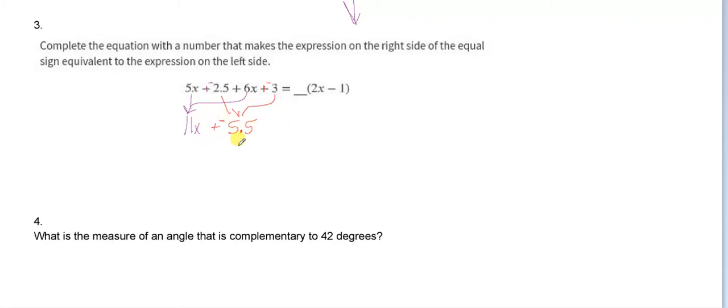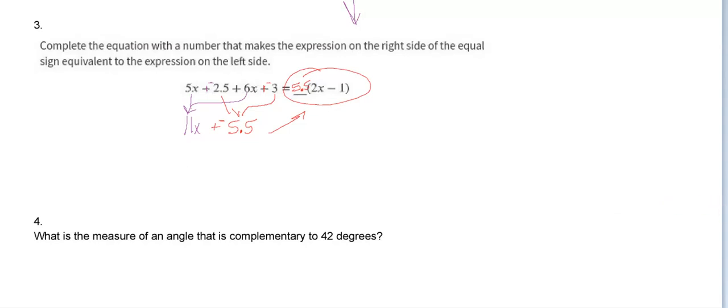Alright, so we're trying to get this out of that there. So we need 2x left over and a 1. Well, if I want a 1 left over, I need a 5.5. So let's try that out. What's 5.5 times 2? That's 11. And what's 5.5 times 1? 5.5. There we go. Problem solved.